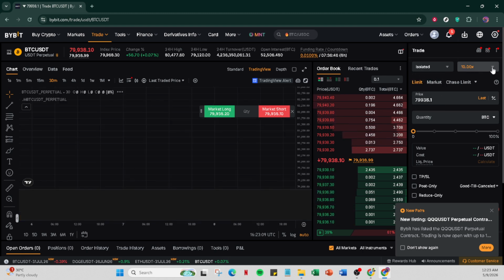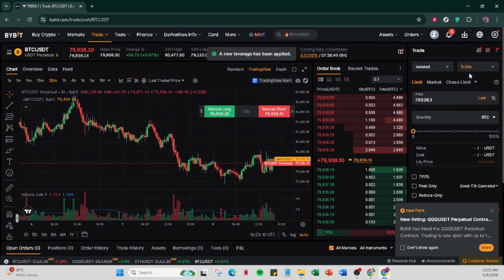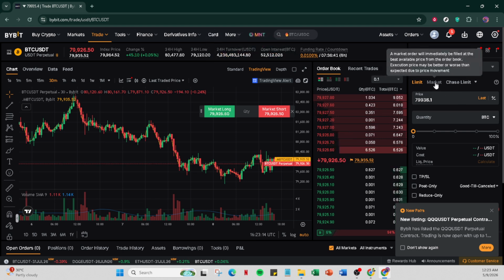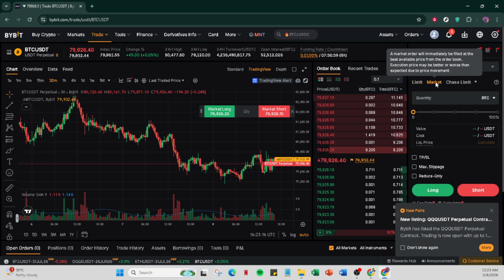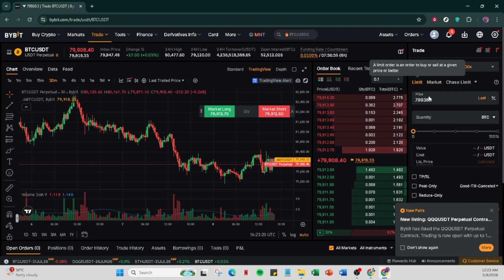Remember, higher leverage magnifies both gains and losses and brings the liquidation price closer to the current market. Now pick your order type. Market orders fill immediately at the current price, ideal when speed matters and minor slippage is acceptable. Limit orders let you specify an exact price. They're useful if you want a more favorable entry and are willing to wait. If you select limit, type in the price you want. If you choose market, the price field isn't required.